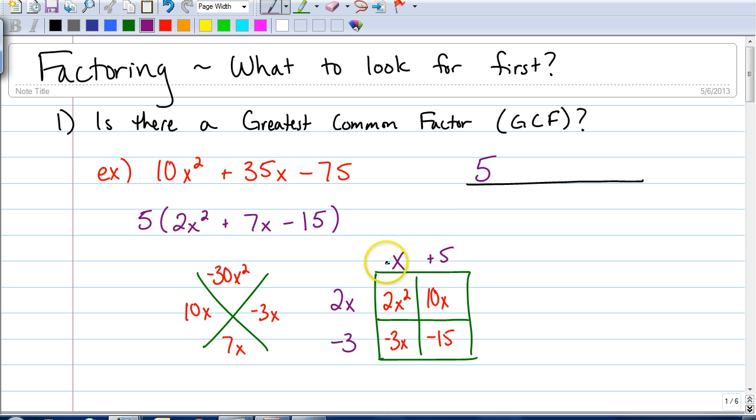Double check. 2x times x is 2x squared. 2x times 5 is 10x. Negative 3 times x is negative 3x. Negative 3 times 5 is negative 15.